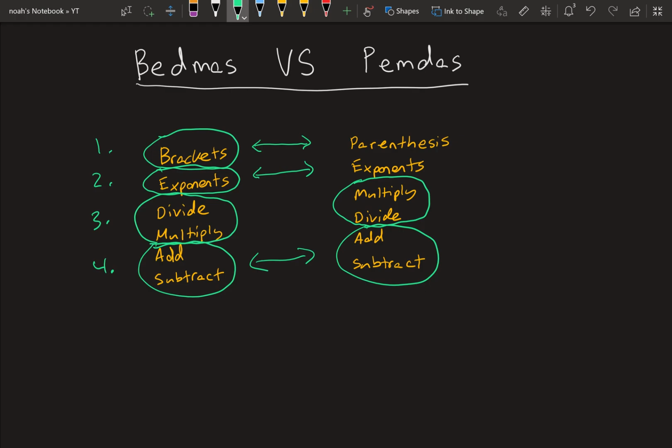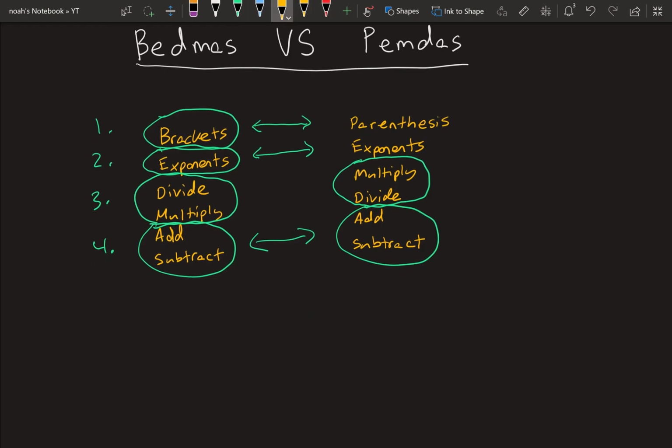This is because if there's divide and multiplication, for example, 8 divided by 4 times 2, you would move left to right. So you would first do 8 divided by 4 is 2, and then do 2 times 2, which is 4. You wouldn't do it the other way. You just always go left to right.